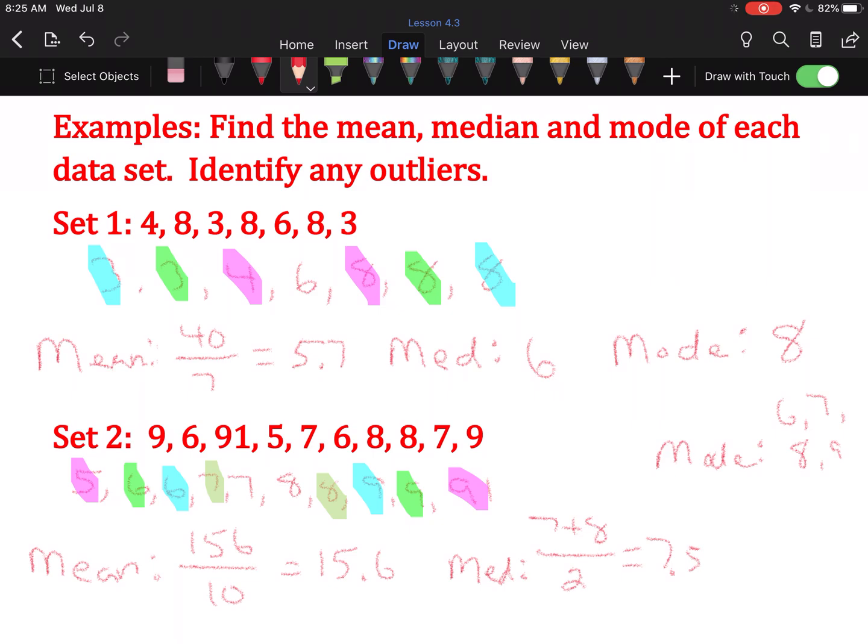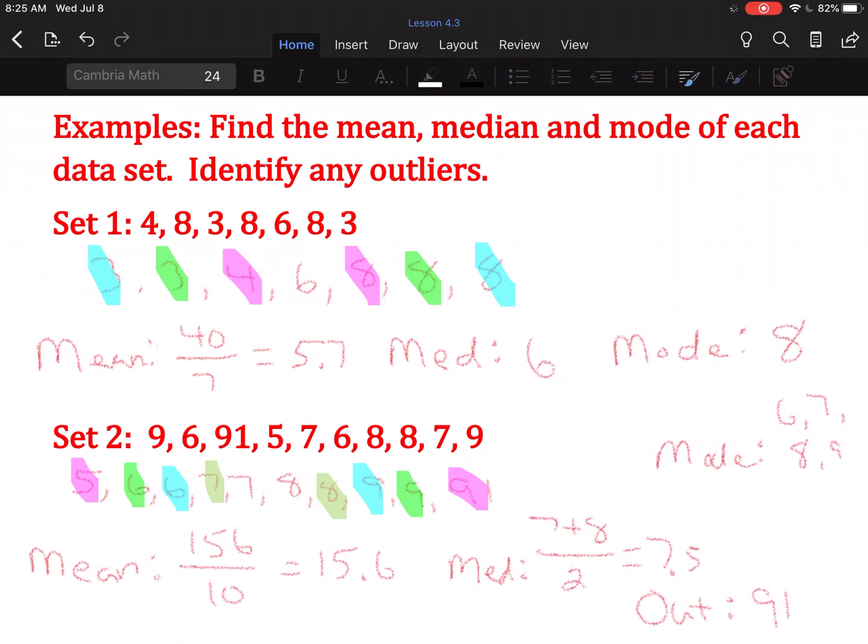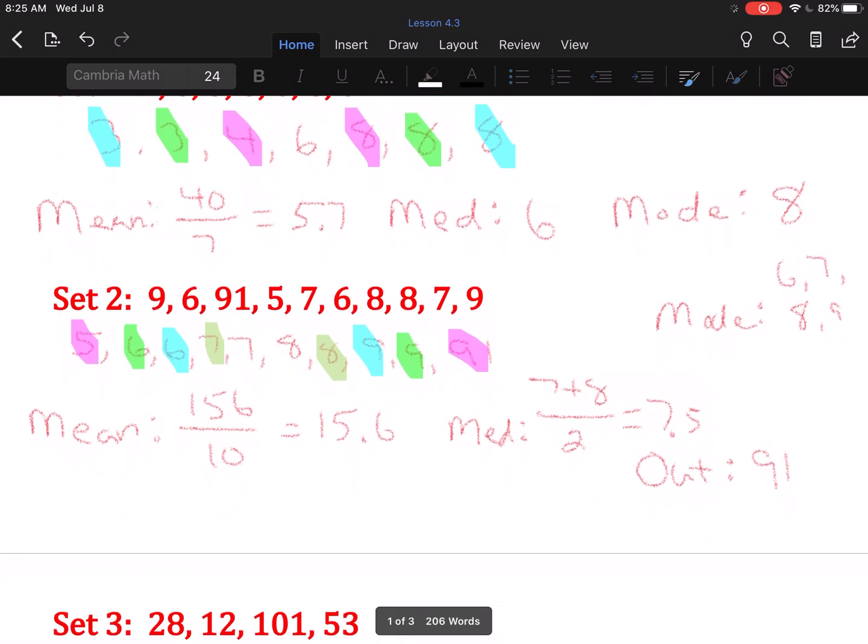This data set has an outlier, because as we look at these, we've got a bunch of small numbers, and then 91 is way out of nowhere. The first data set didn't have any outliers because they were all single-digit numbers. This data set has an outlier because 91, not only is it a two-digit number in with one-digit numbers, but it is a two-digit number that is very far away from those one-digit numbers.